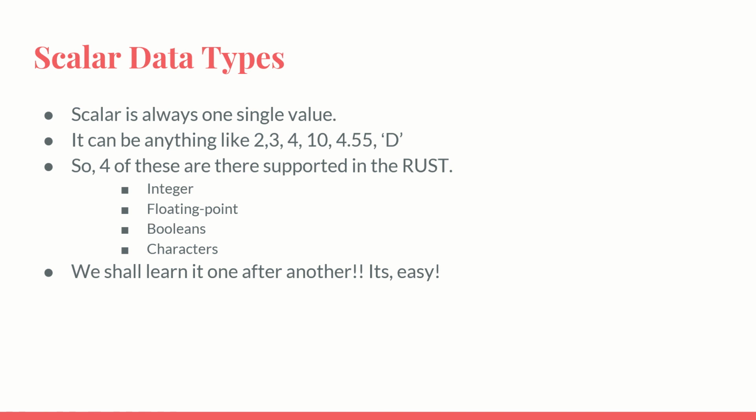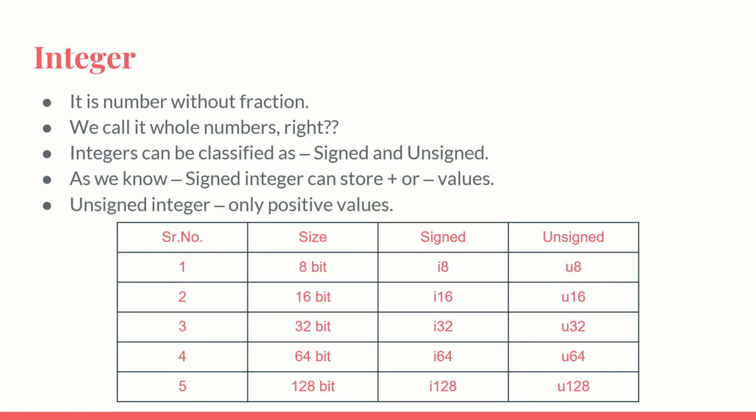What is the next thing? We need to understand the scalar data types. What is scalar? Scalar is always one value. It can be 2, 3, 4, 5, 1.40, d, x, y, z, anything. So there are four types of scalar data types which are supported in Rust. They are integer, floating point, booleans, and characters. We are going to go through each of these step by step. Well, let's start with integer.